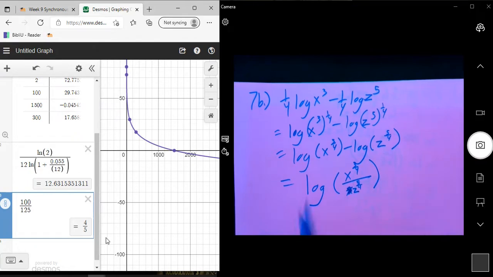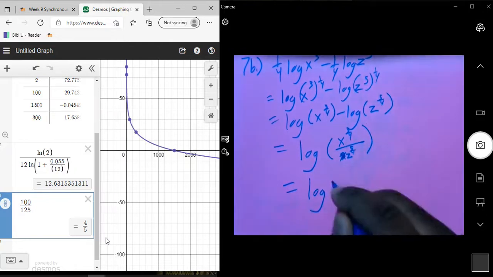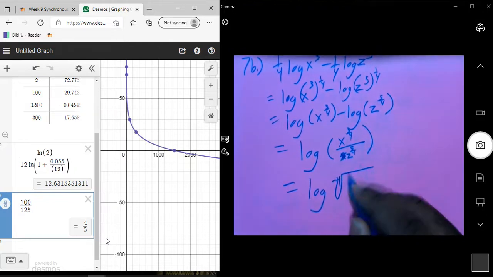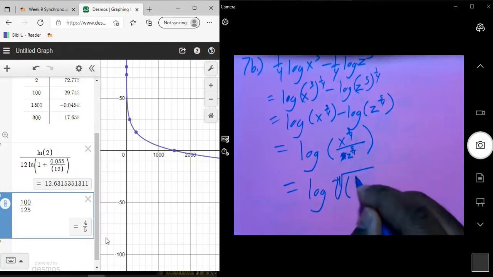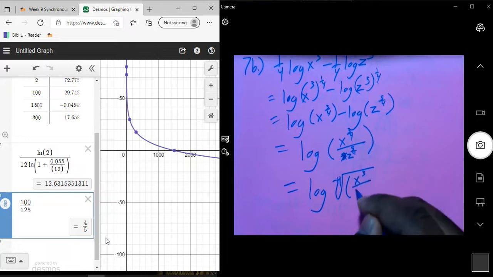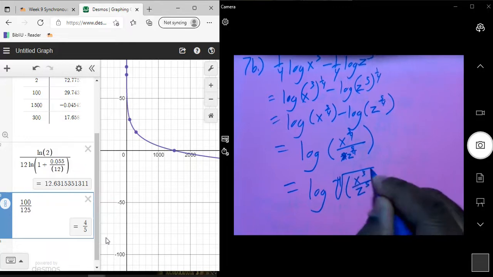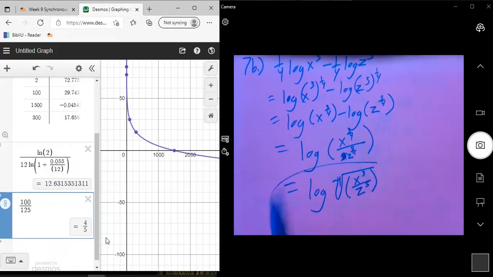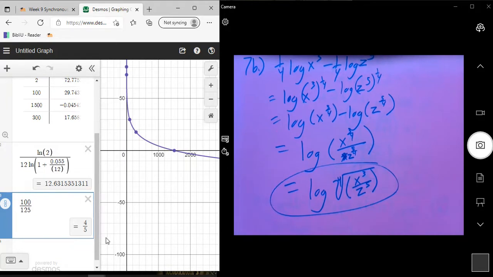Okay, so now when we look at this problem here, both of them have a denominator of 4, which means that both of them will have the 4th root. So we would take the 4th root of the parenthesis. What would be left was x cubed over z to the 5th, which is the same answer that we got before, but this was actually the proper way of doing it.